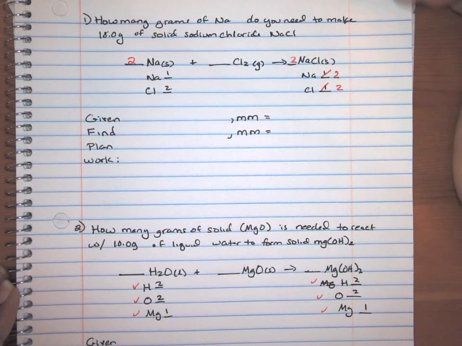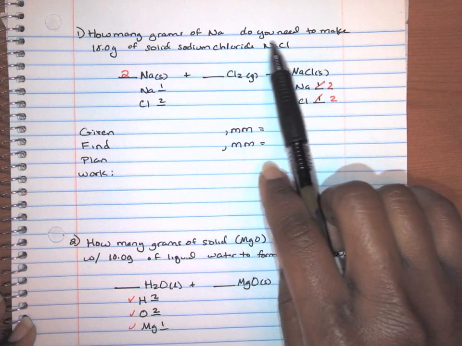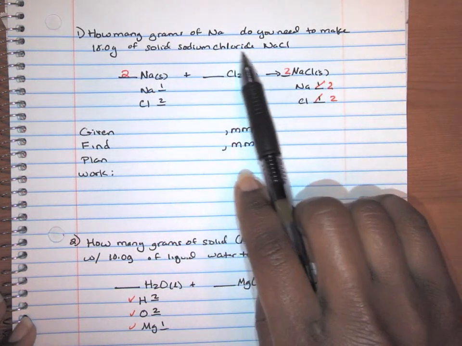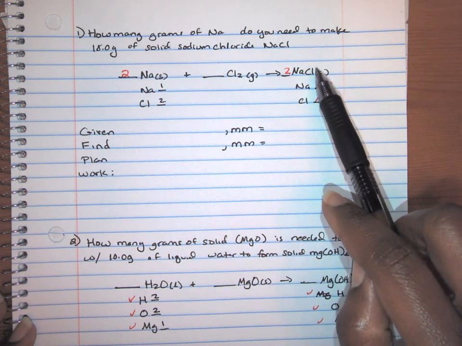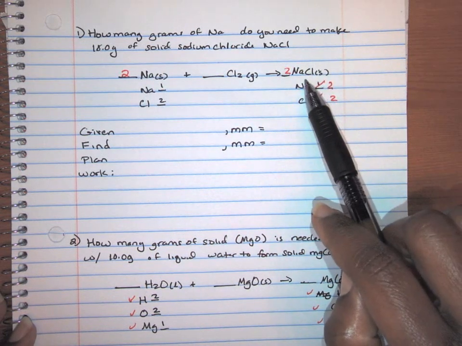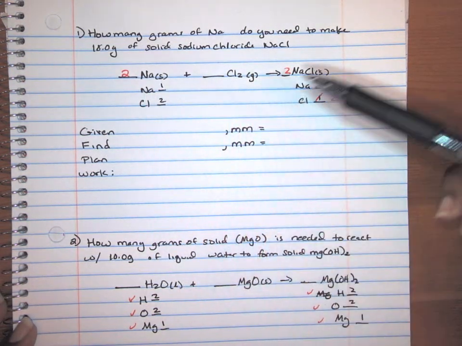So let's go ahead and read this problem. It says, how many grams of sodium do you need to make 18 grams of solid sodium chloride? So we want to know how many grams of this we need to make 18 grams of that, of sodium chloride, right? And if you look at the chemical equation, it was not balanced, so I did the work.